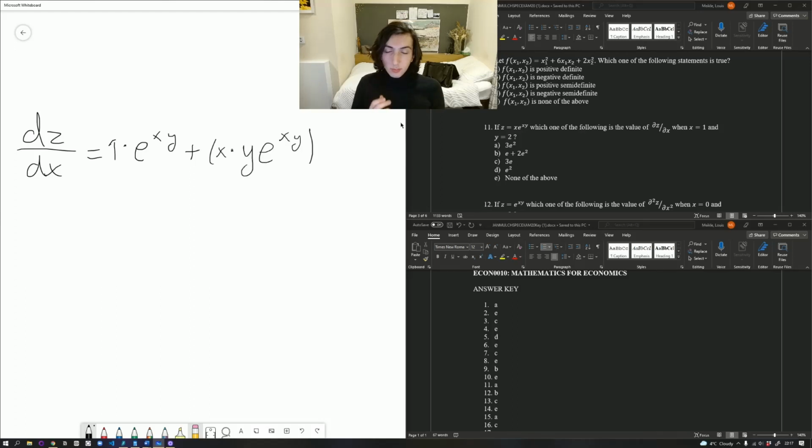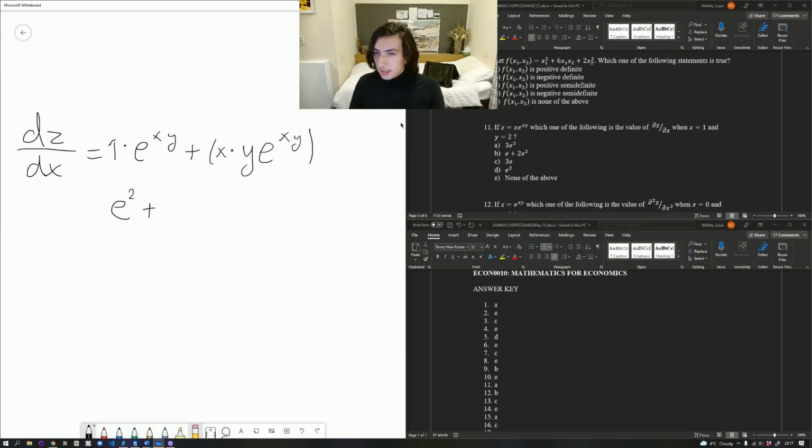Because y is being treated like a constant here, timesing that out you'd get y e to the xy. Now, that's the derivative. What happens if we sub in our values? If x equals 1, we have 1 times 2 up here, so this is going to be e squared. Then you've got x equals 1, so 1 times 2e squared.